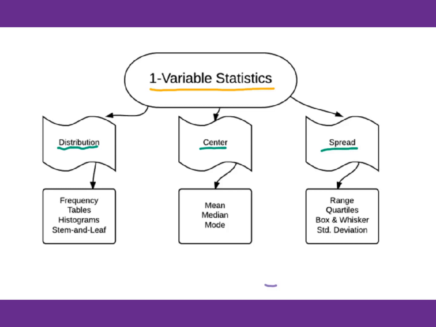We use a frequency table, histogram, and stem and leaf plot to show the distribution of a data set. We use mean, median, and mode to describe the center of the data. We also use range, quartiles, box and whisker plot, and standard deviation to describe how the data spread. In the following lessons, we will discuss all these terms.